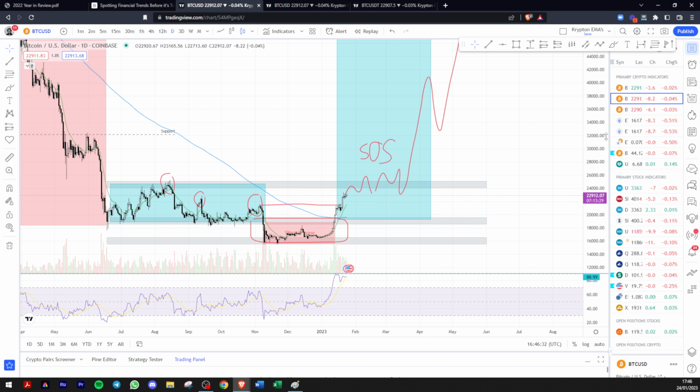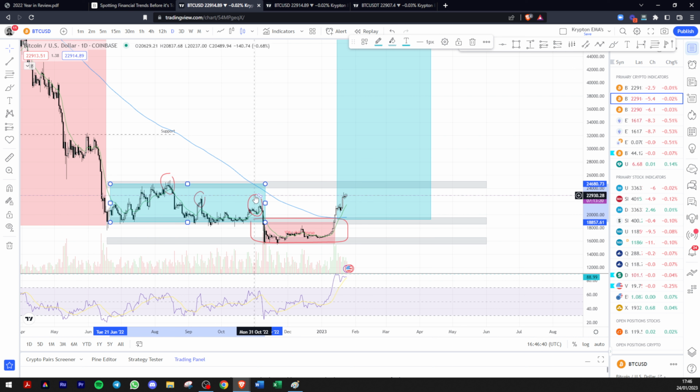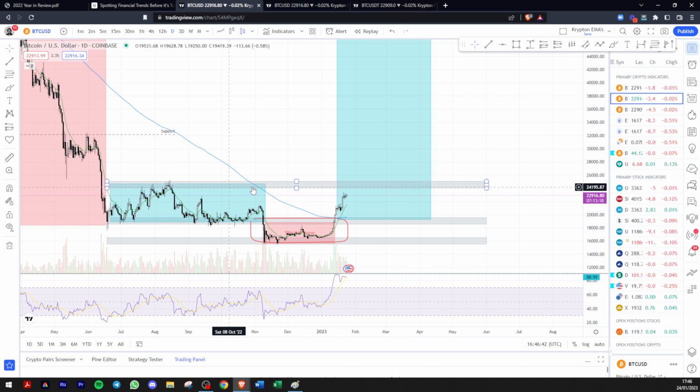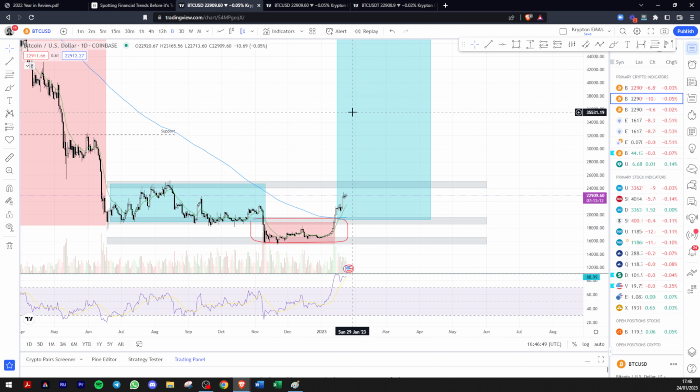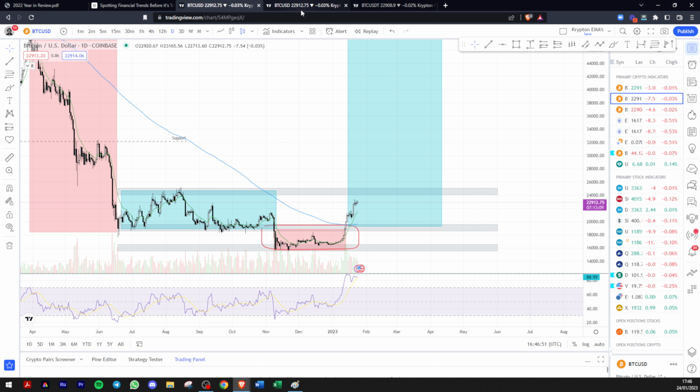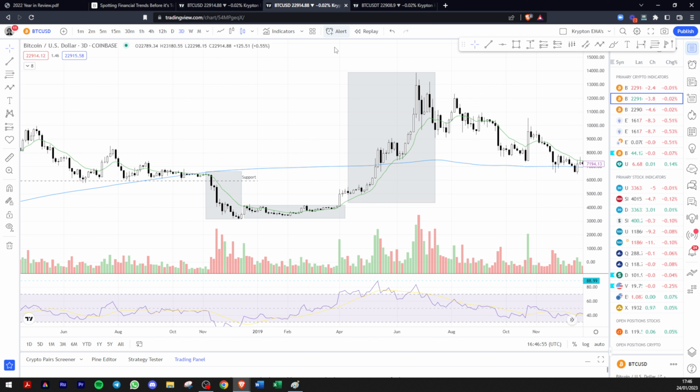Now, let's play out another scenario, which to me is the more likely scenario. Just going to remove these drawings for when we come back to this, and we will also remove this. So first, I want to show you guys the 2017 case.